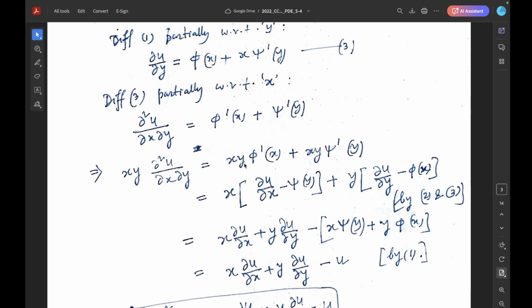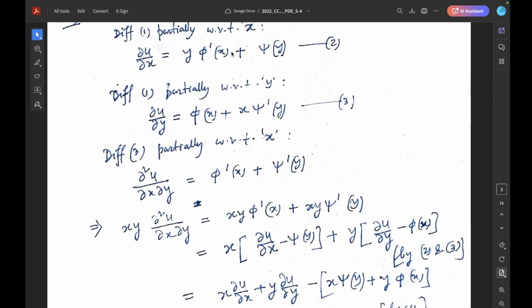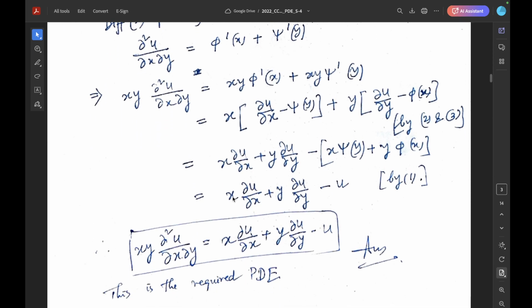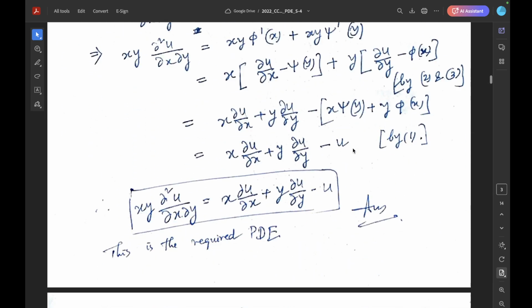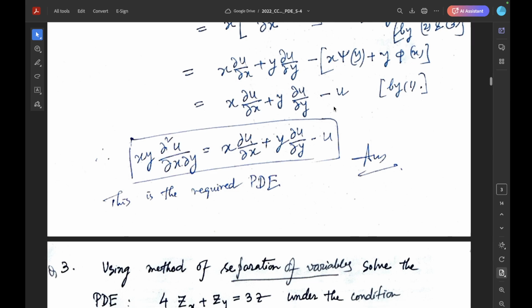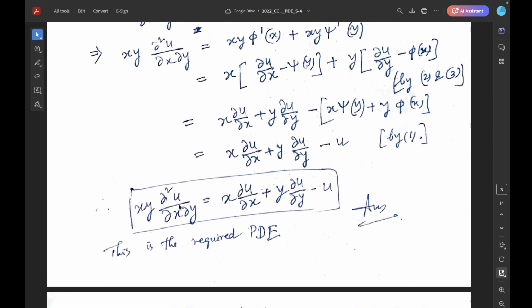And this equals x times, from 2, y phi'(x) which means ∂u/∂x - psi(y), and y times, from 3, x psi'(y) which equals ∂u/∂y - phi(x). So we get, after simplifying, x ∂u/∂x + y ∂u/∂y - u, where u = y phi + x psi. So we get xy ∂²u/∂x∂y = x ∂u/∂x + y ∂u/∂y - u, and this is the required partial differential equation.